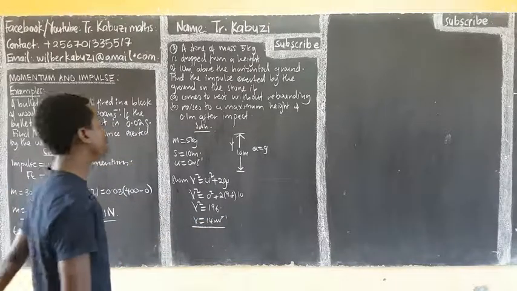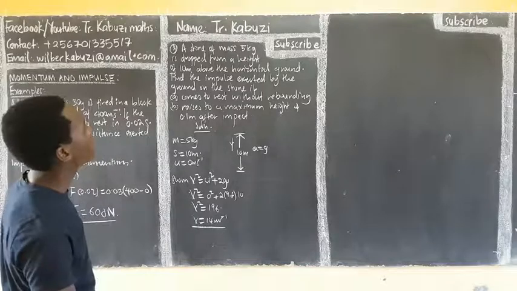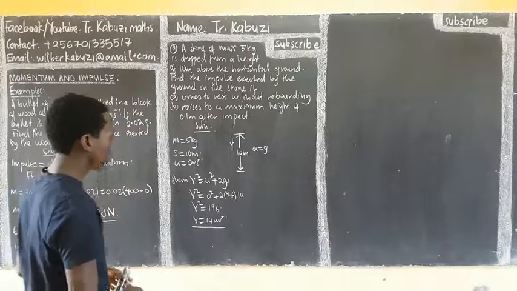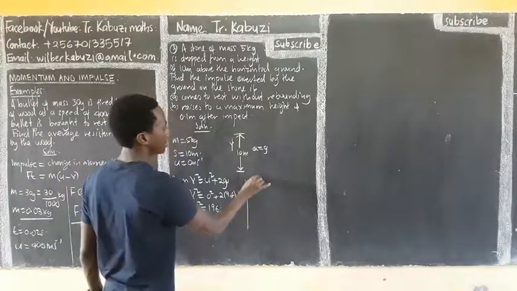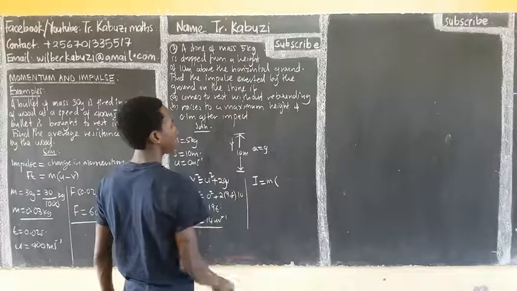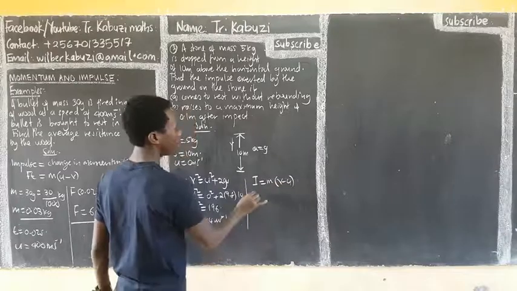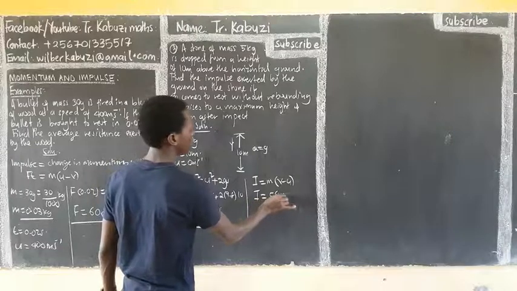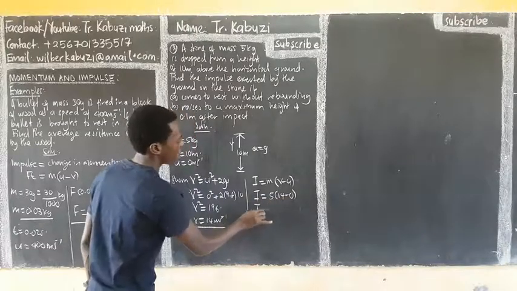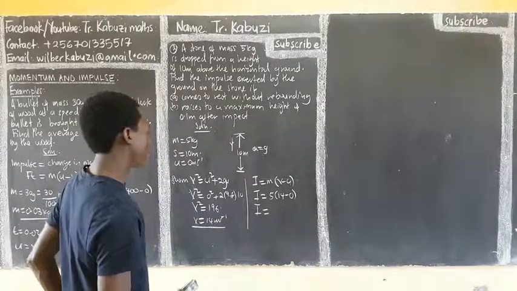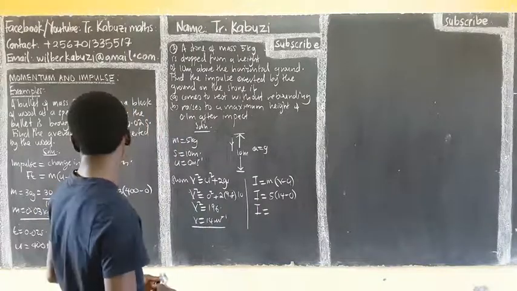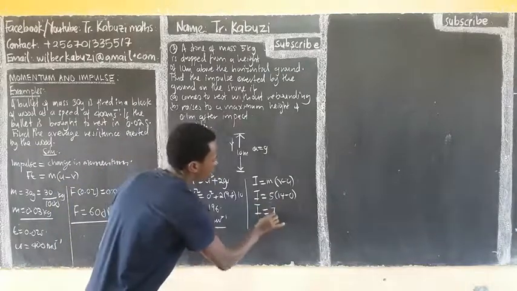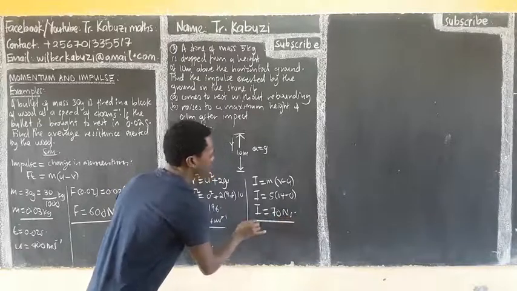So we have this, meaning they're now unstressed. Find the impact. So they are looking for that impulse. Our impulse is given by the change in momentum, which is V minus U. So my I is going to be 5 into 14 minus 0. So my I here is going to be 70 Newton seconds. That will be our impulse.